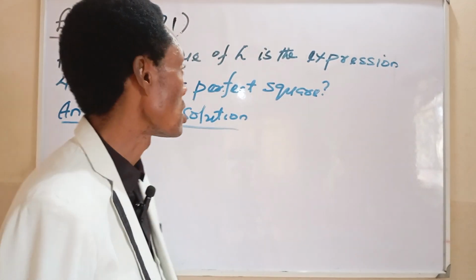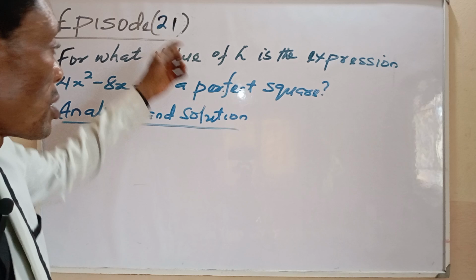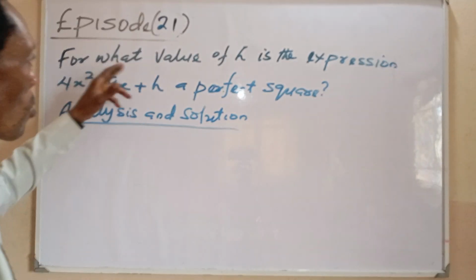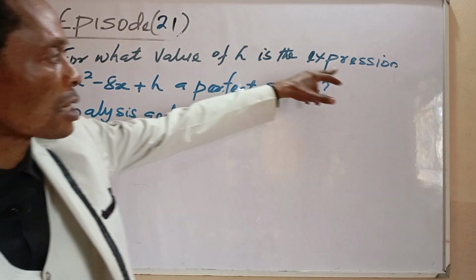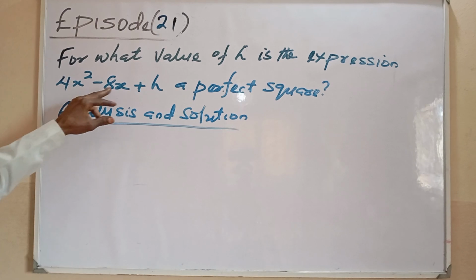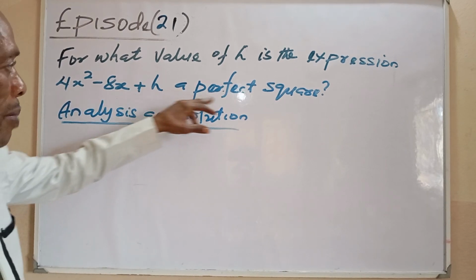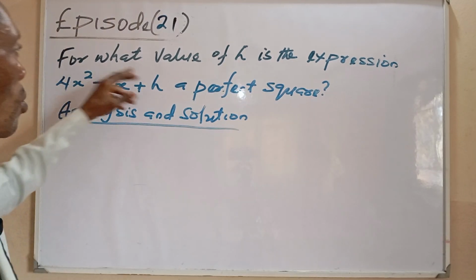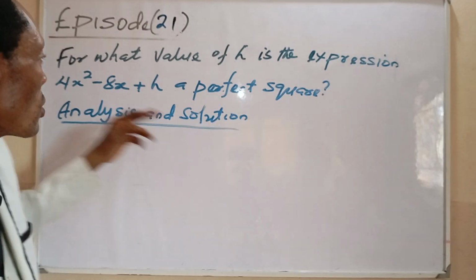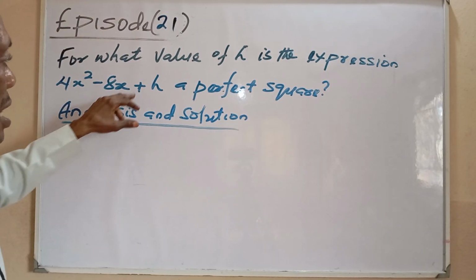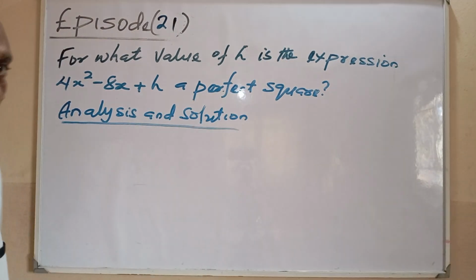Okay, let's consider the next episode, which is episode 21. It says, for what value of h is the expression 4x squared minus 8x plus h a perfect square?